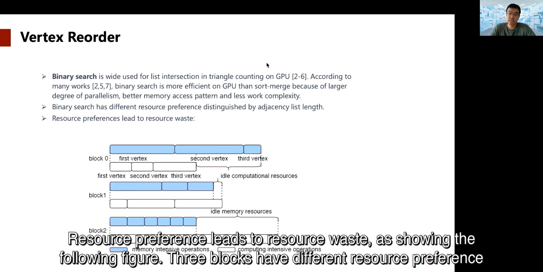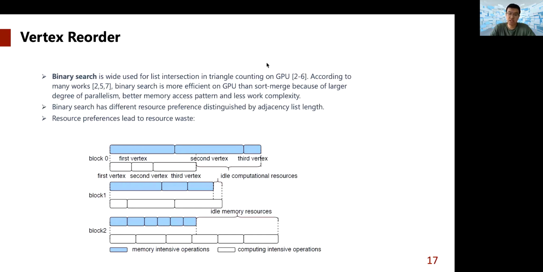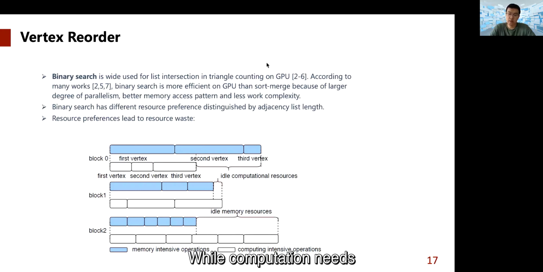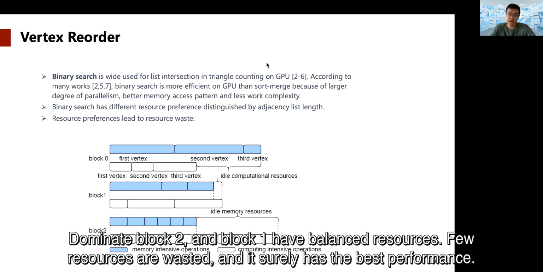Resource preference leads to resource waste, as shown in the following figure. 3 blocks have different resource preference. The memory needs of all vertices in block 0 dominate the resource, leading to waste of computation resource, while computation needs dominate block 2, and block 1 has balanced resource needs. Few resources are wasted, and it surely has the best performance.